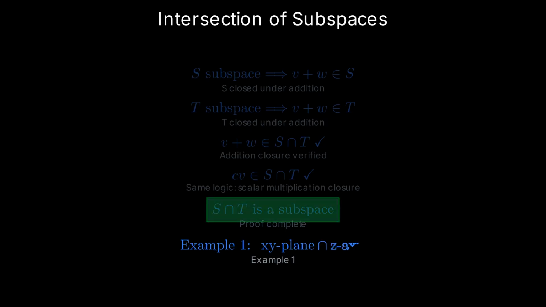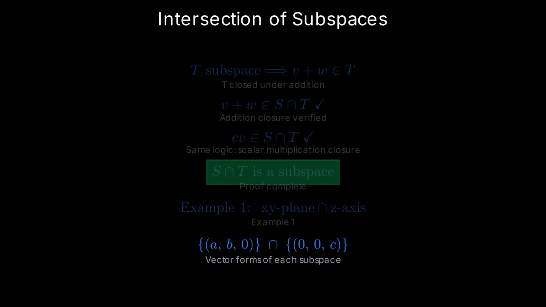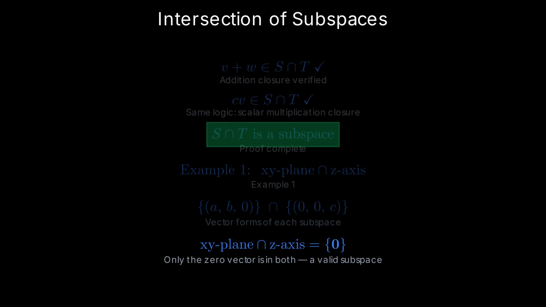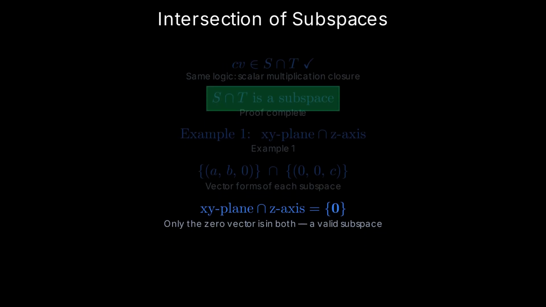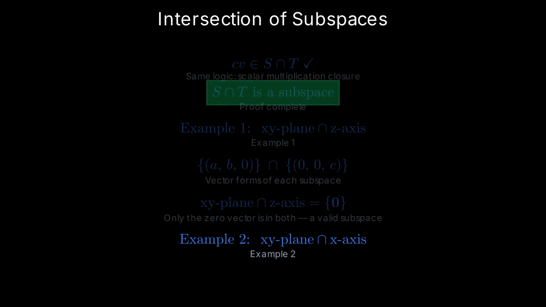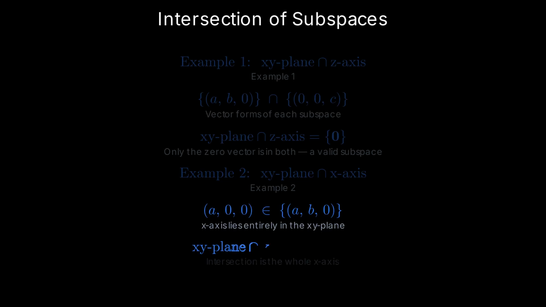First, intersect the xy plane with the z-axis. The xy plane consists of vectors of the form (a, b, 0), while the z-axis consists of vectors of the form (0, 0, c). The only vector in both has all components 0, the 0 vector. That's a valid subspace. Now intersect the xy plane with the x-axis. The x-axis consists of vectors of the form (a, 0, 0), which all lie in the xy plane. So the intersection is the entire x-axis, also a valid subspace.